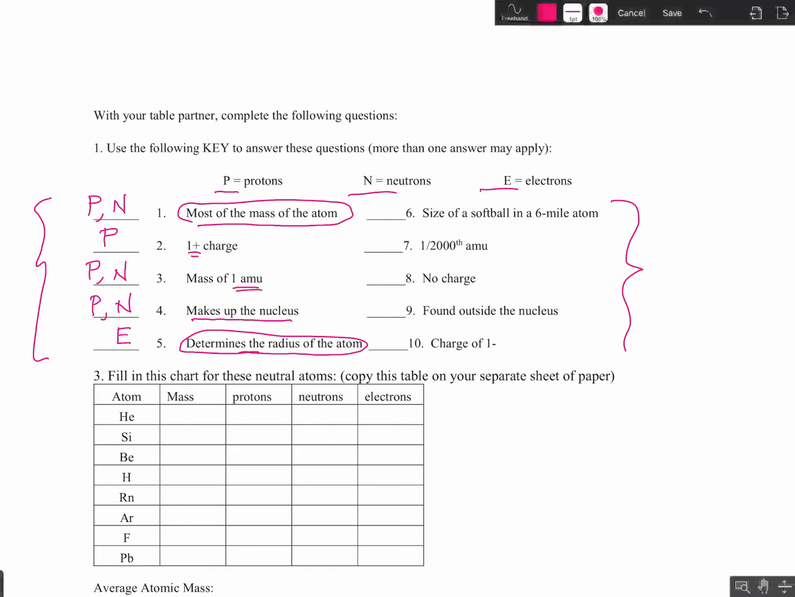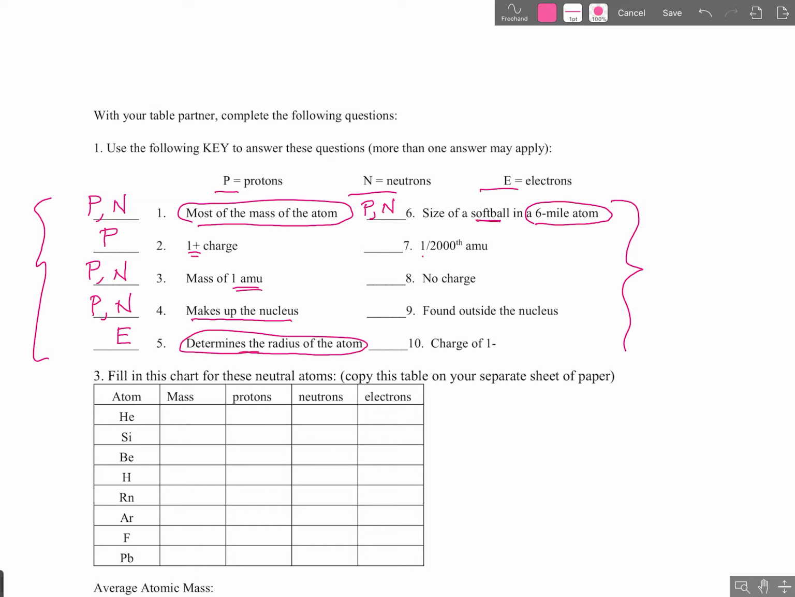Okay, if an atom were 6 miles in diameter, or radius, I really don't care how you think of it, what do you think would be the size of a softball compared to that atom? Yeah, probably the nucleus, wouldn't it? The nucleus is really tiny relative to the size of the entire atom, and the nucleus is made out of protons and neutrons. Electrons might be the size of maybe fleas compared to that softball, buzzing around that softball 6 miles away from each other.